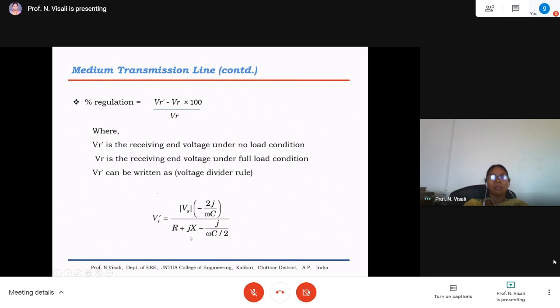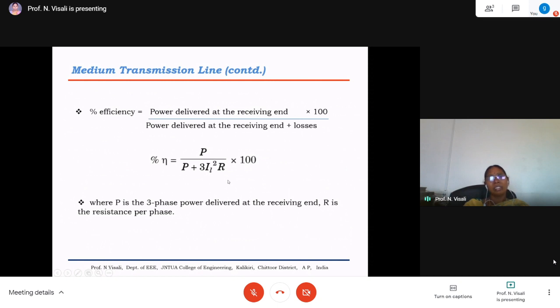This is again a parallel circuit. We have to calculate VR dash, which is nothing but the total voltage into the impedance of one path, minus 2j by omega C, with minus 2j by omega C taken as the numerator, over R plus jX minus j by omega C by 2. This is VR dash, the receiving end voltage. Under the full load condition, that will be substituted here, and the no load voltage can be substituted directly. You can find out the percentage regulation.